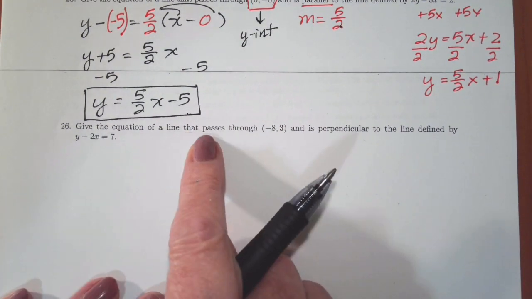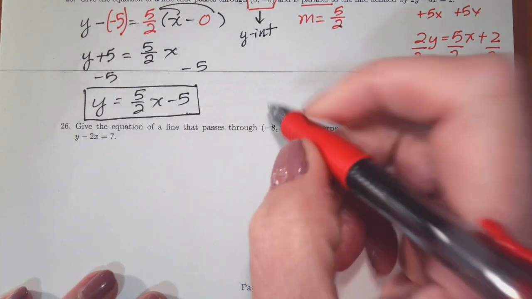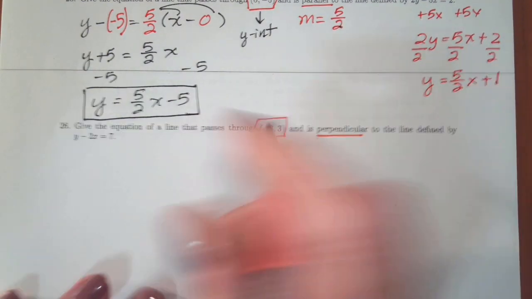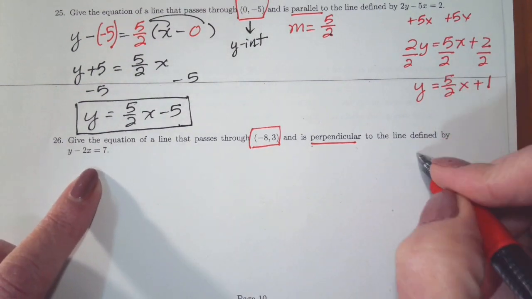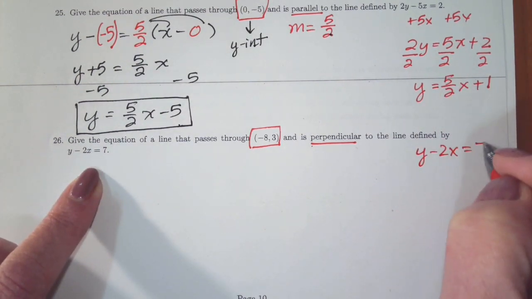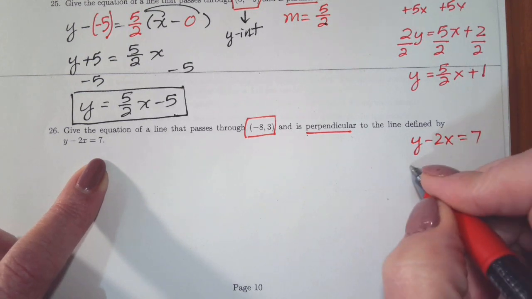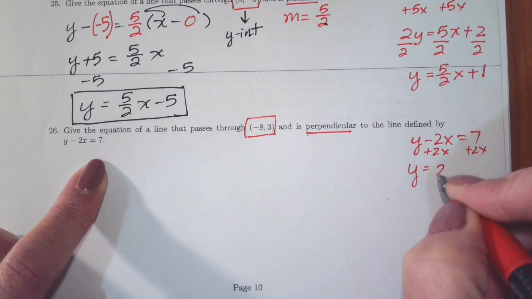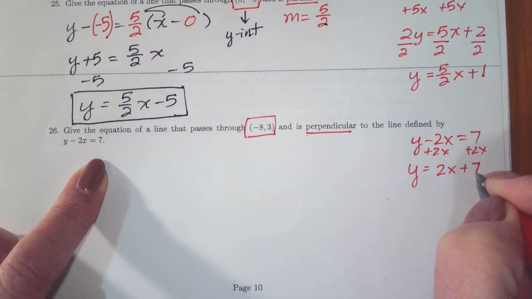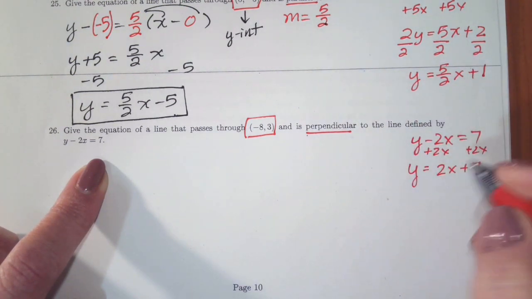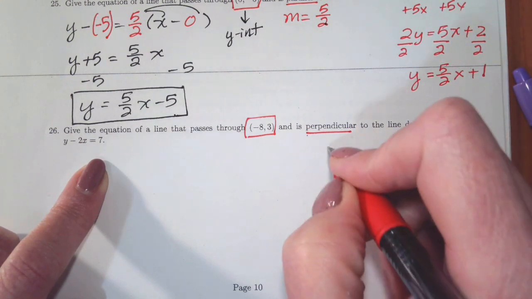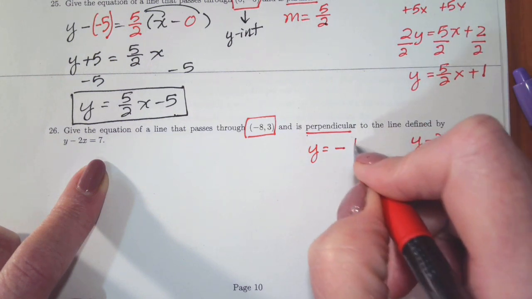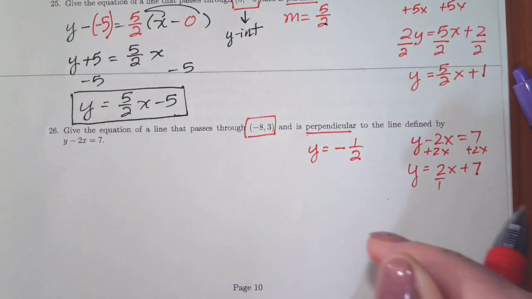Okay, give an equation of the line that passes through negative 8, 3, and is perpendicular to this line. So if I have y minus 2x is equal to 7, and I want to find the slope, I have y, add 2x to both sides, is equal to 2x plus 7. Since it's perpendicular, this is 2 over 1. It's positive, so it becomes negative, and 1 over 2. Opposite reciprocal.